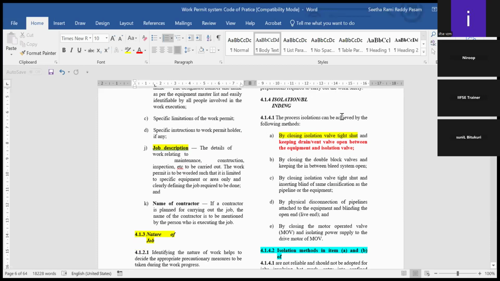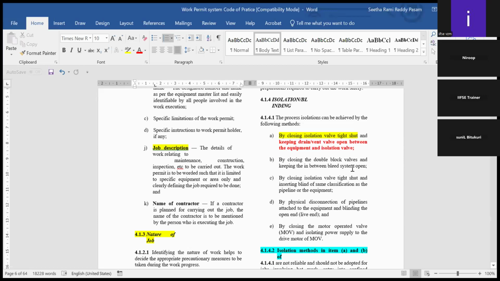Then isolation and blinding. Here we'll get the power isolations, then any fluid isolations or any hydraulic energy or stored energy. All those things will get isolated in this section, by closing the isolation valve tight shut and also keeping the drain vent valves open between the equipment and isolation valves. If your activity is performed on a pipeline, these kinds of isolations will be performed. So we'll shut off the valves, then we will open the drain, so that any fluid which is within the valve also gets drained.